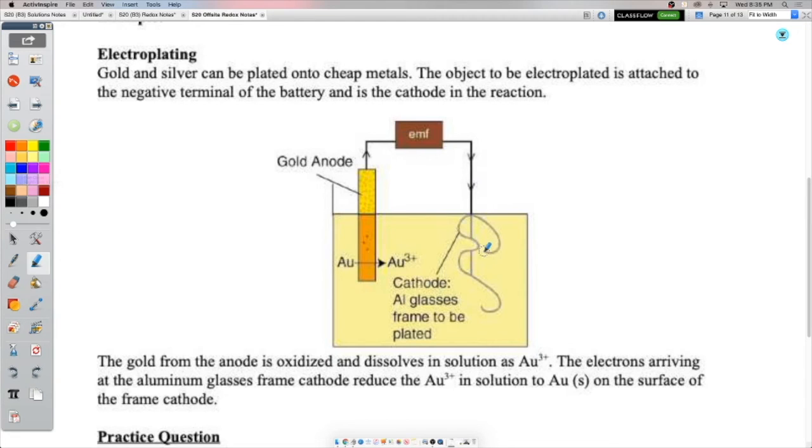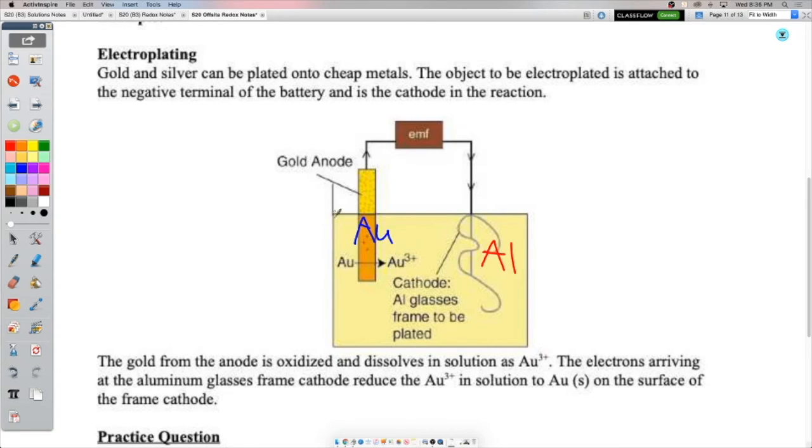These glasses are aluminum. Now if you look on your activity series, gold is definitely way above aluminum. In fact, gold's above everything. So gold should be stealing the electrons, and you'd be absolutely right if this were a voltaic cell. But here we're going to use electricity. We're going to use a battery to force the electrons to go the way they don't actually want to go. We're going to force the gold to give up its electrons to the aluminum. And what ends up happening is the gold dissolves.